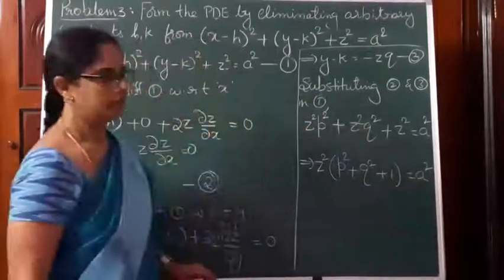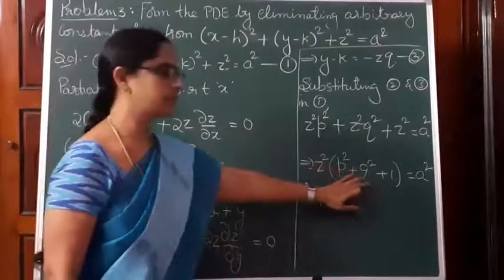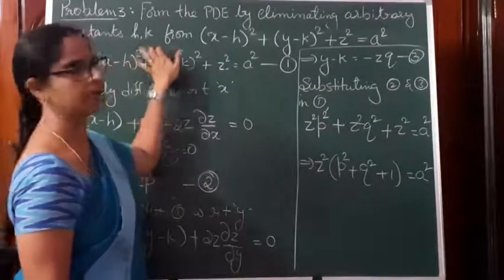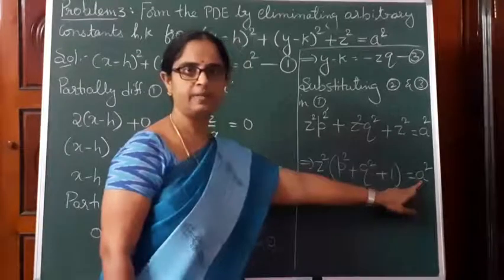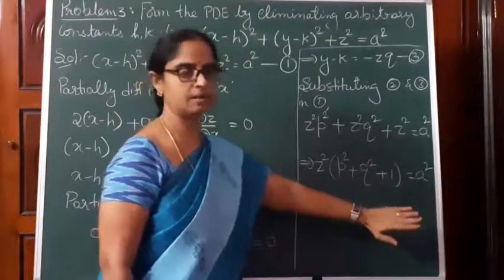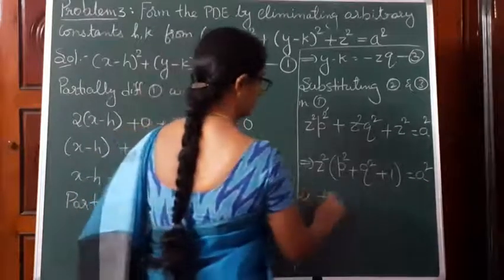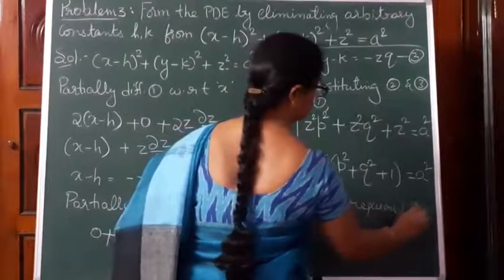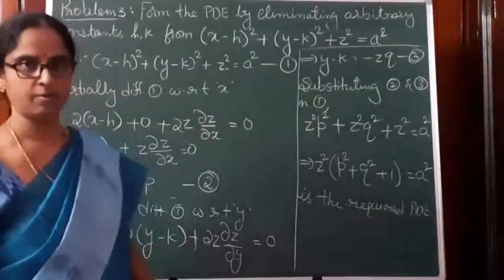This is the required partial differential equation, which is of first order, because we have only p and q, no second order derivatives, because there are only 2 arbitrary constants. Now if you observe here, a square is there in the obtained partial differential equation, because a square is just a constant, it is not an arbitrary constant. So we need not eliminate a square. So this is the required partial differential equation, right?